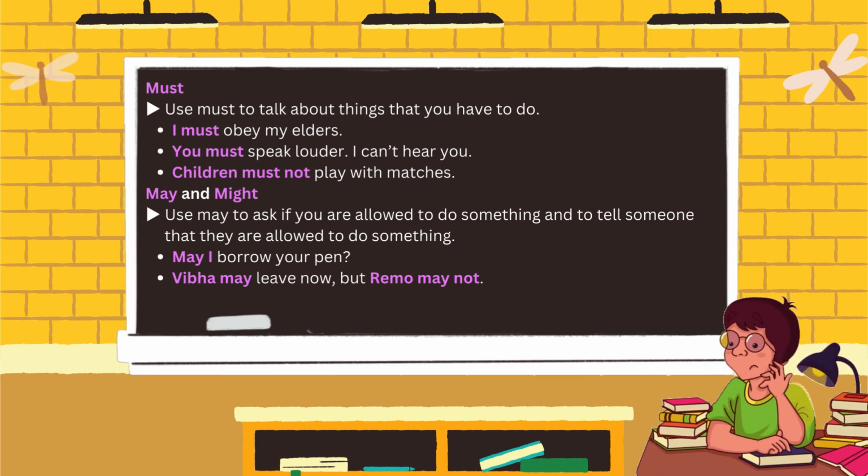May and might. Use may to ask if you are allowed to do something and to tell someone that they are allowed to do something. May I borrow your pen? Vibha may leave now, but Remo may not.